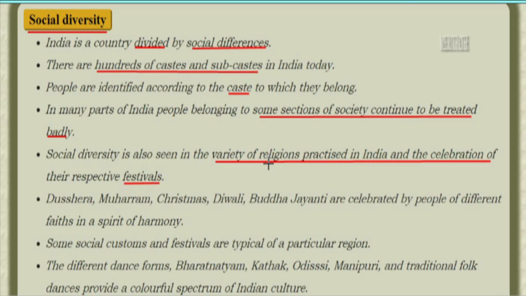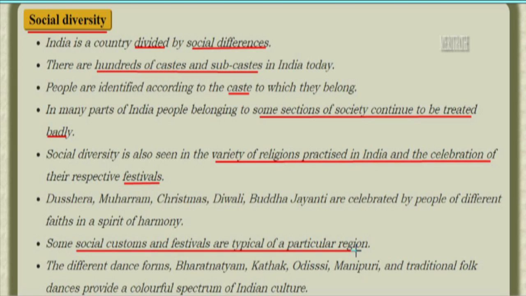And then social diversity is also seen in the variety of religions practiced in India. There are many religions in India, and every religion celebrates festivals. And nowadays, all the religion people come together to celebrate the festivals. So we can say there is a social variety in India because all the religion people celebrate their respective festivals. Examples of such festivals: Dasara, Moharram, Christmas, Diwali, Buddha Jayanti. All these are celebrated by different peoples, and these are celebrated with the spirit of harmony. All the people come together, enjoy and happily celebrate the festivals.